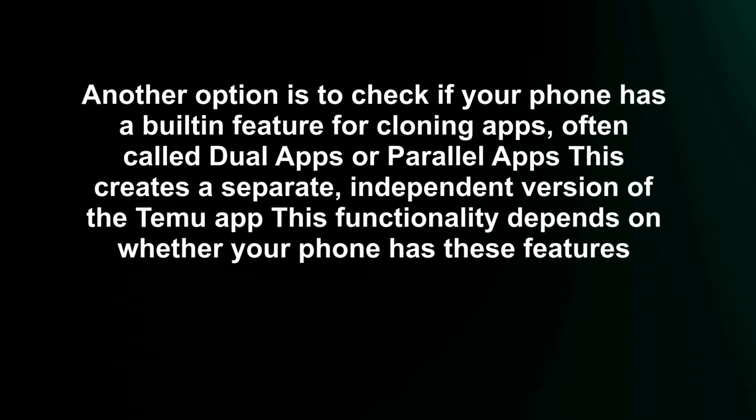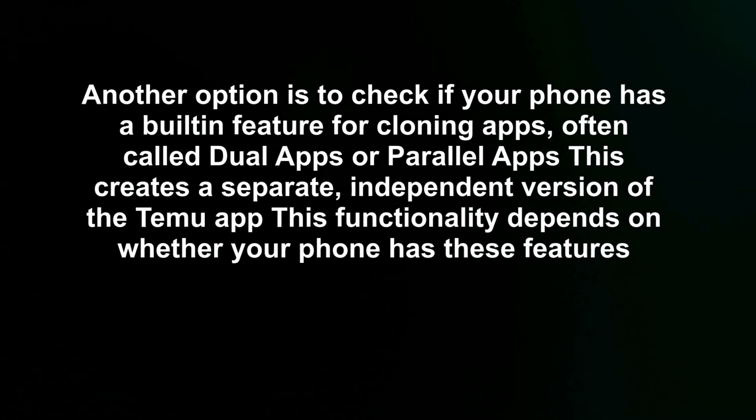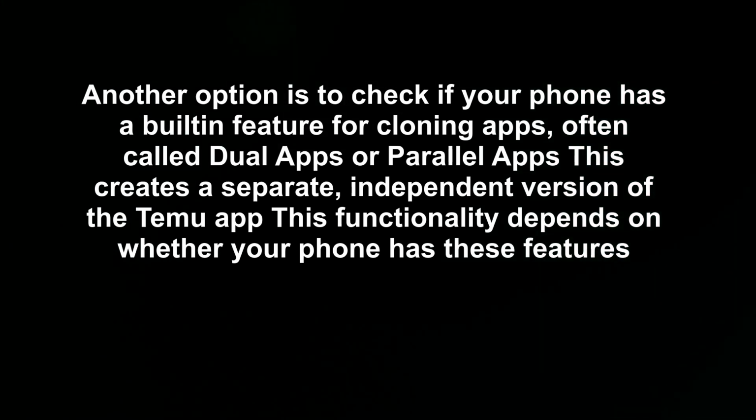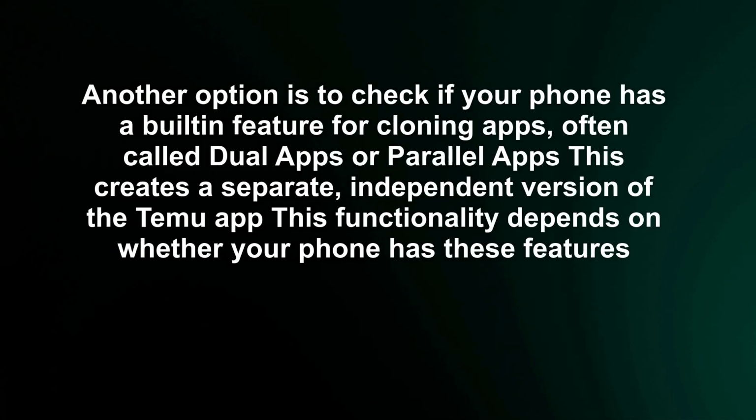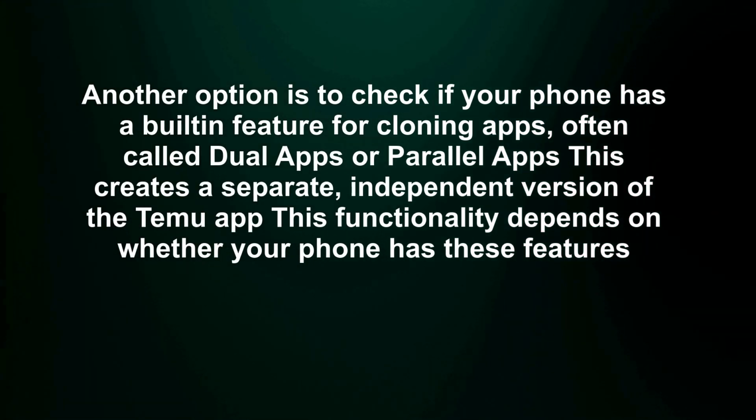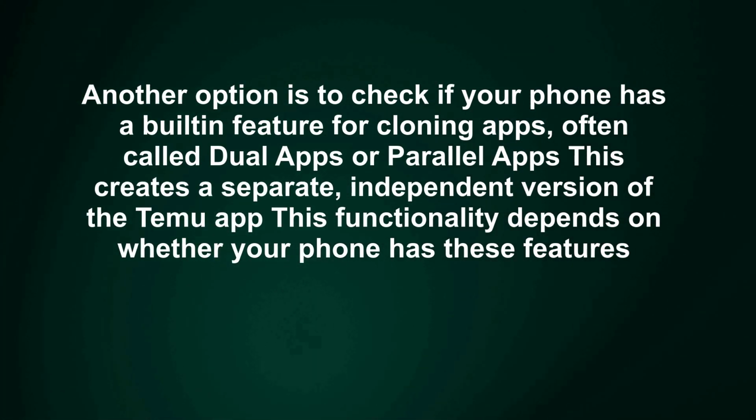Another option is to check if your phone has a built-in feature for cloning apps, often called dual apps or parallel apps. This creates a separate, independent version of the Temu app. This functionality depends on whether your phone has these features.